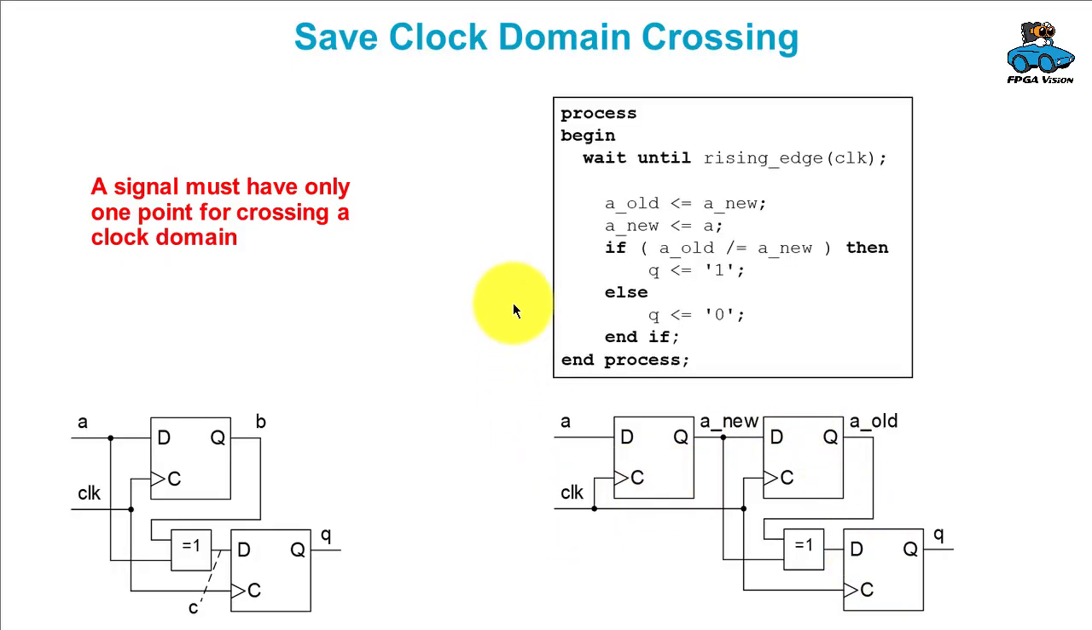And here you see how such a VHDL design could be written. We have a process which runs in a new clock domain. The new value, the incoming value, is stored as the new value. The previous version of the new value is stored as the old value. We have an if statement comparing the old and the new value for A, and if they differ, if they are not equal, Q is 1, otherwise Q is 0. And this VHDL gives a safe design.